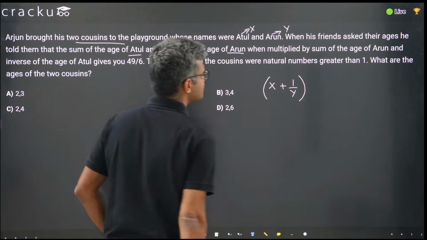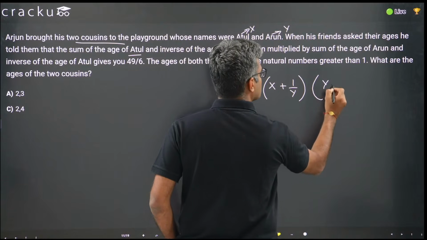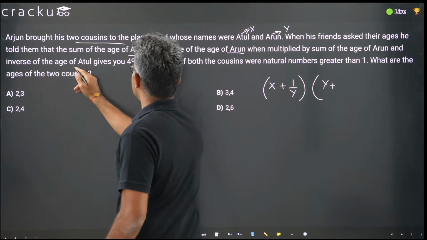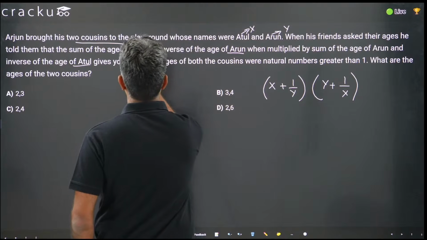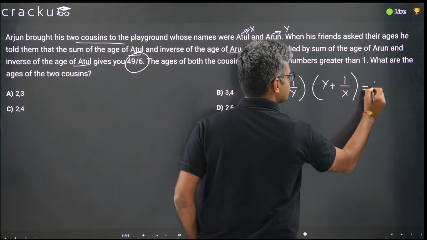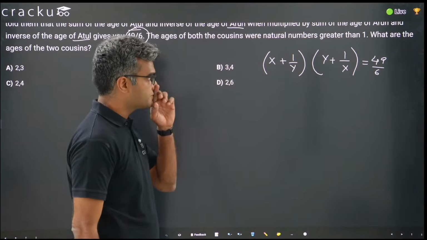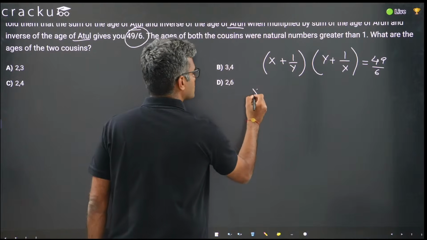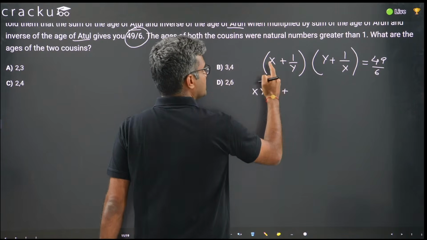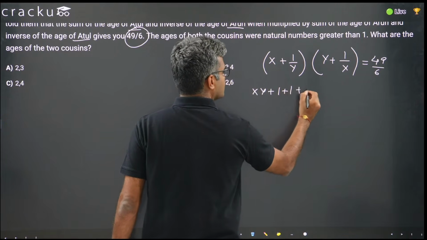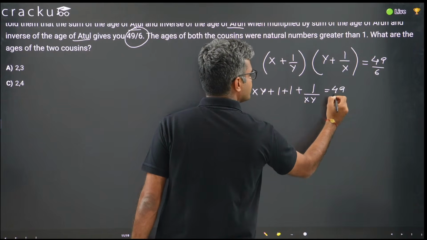When you multiply this with the sum of the age of Arun, which is Y, plus inverse of the age of Atul is 1 by X. This product, we are told, is equal to 49 by 6. Now if you expand this, you are going to get 4 terms, which is xy plus 1 by y into y is 1, plus x into 1 by x is again 1, plus 1 by y into 1 by x is 1 by xy. This is equal to 49 by 6.